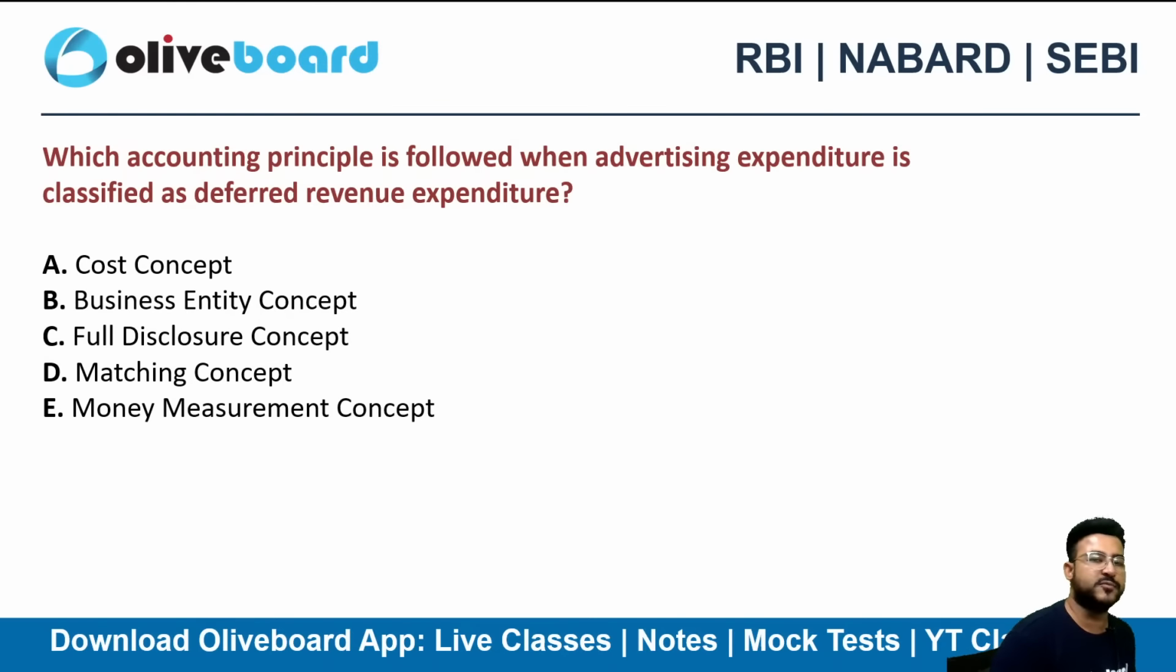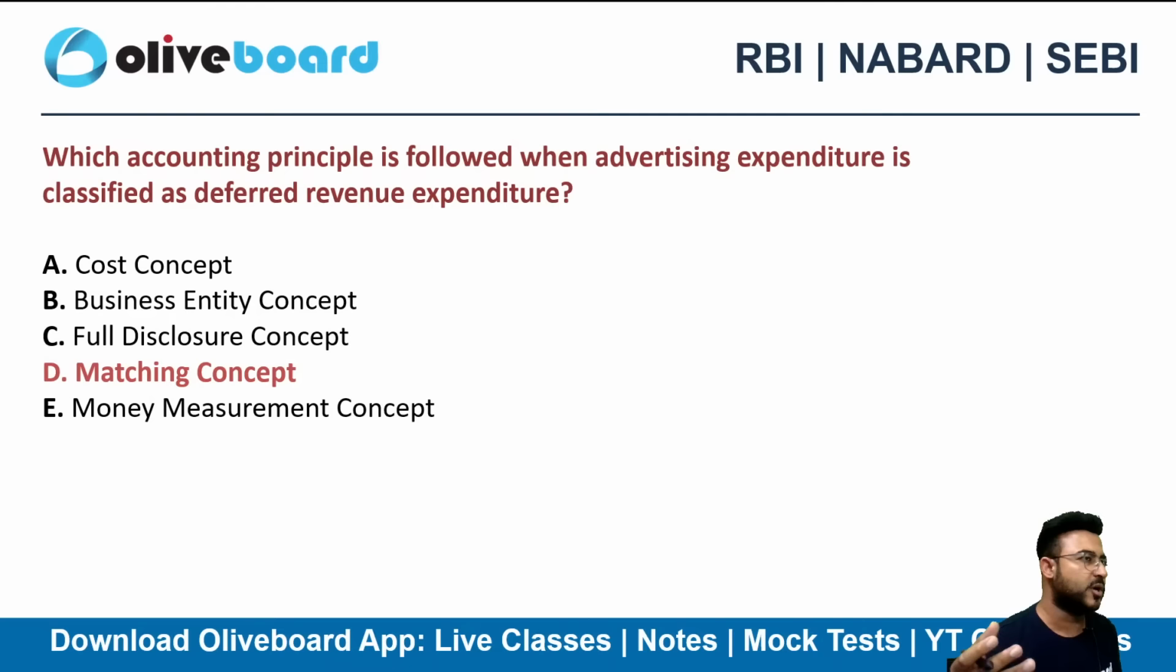Next one. Which accounting principle is followed when the advertisement expenditure is classified as deferred revenue expenditure? This is a complex one. Deferred revenue expenditure. The correct choice here is matching concept. So the whole idea is matching the expenditure with the related revenue. If I have done advertisement expenses, I'll be gaining some sales, right? It will help me generate more and more sales. So that's why we are deferring it.